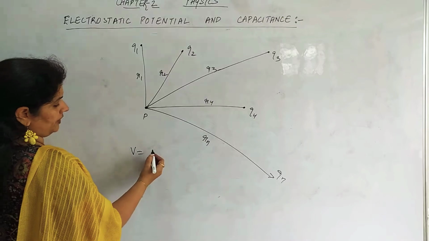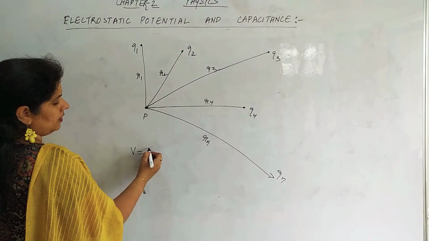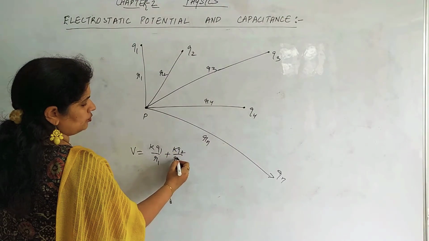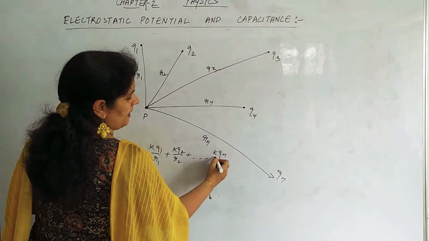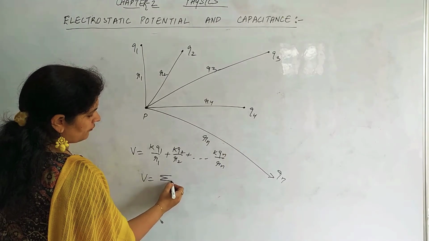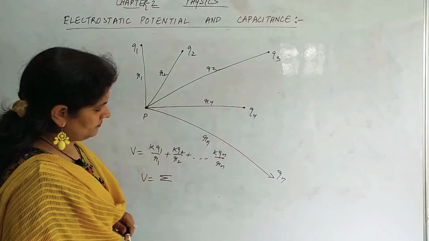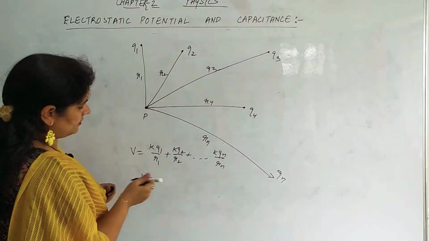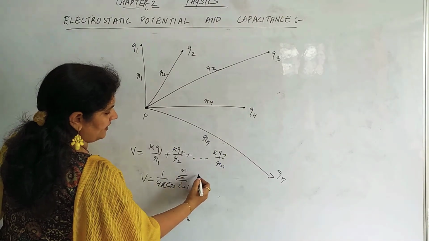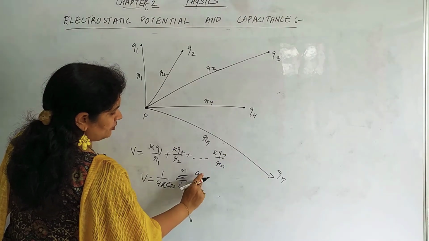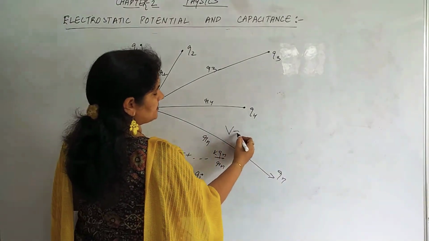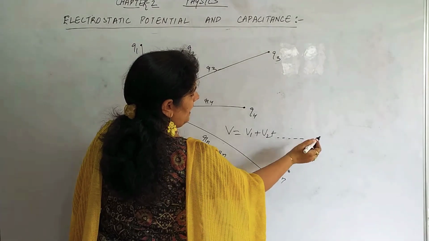In order to find the net potential, we will quickly do K Q1 by R1 plus K Q2 by R2 plus similarly K Qn by Rn. That is, potential can be written as, taking 1 upon 4 pi epsilon naught common, 1 upon 4 pi epsilon naught summation of all i equals 1 up to n, Qi upon Ri. That is, V can be written as V1 plus V2 plus V3 and so on, right?